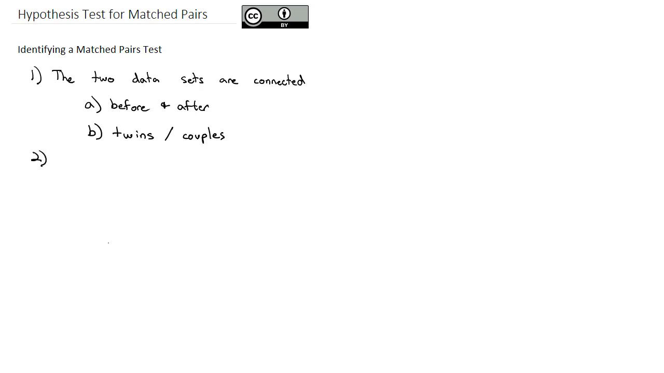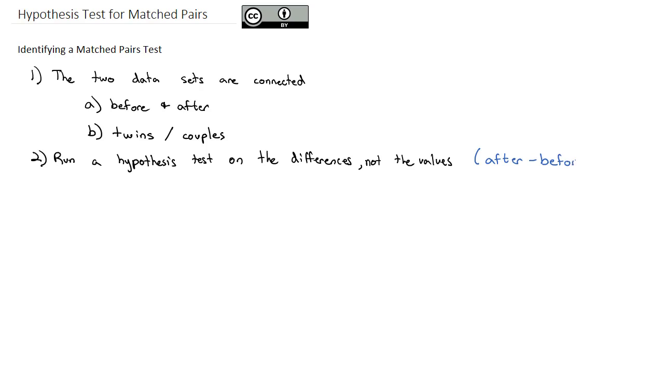Because when we have the before and after situation, we can run a hypothesis test on the differences, not the actual values. In other words, we're going to calculate what is the after score minus the before score. We want to know how much has the score improved, after minus before.